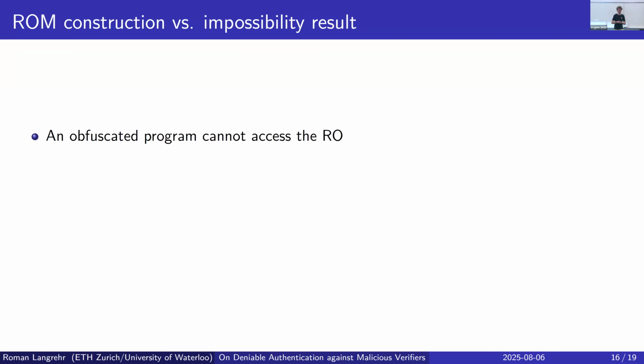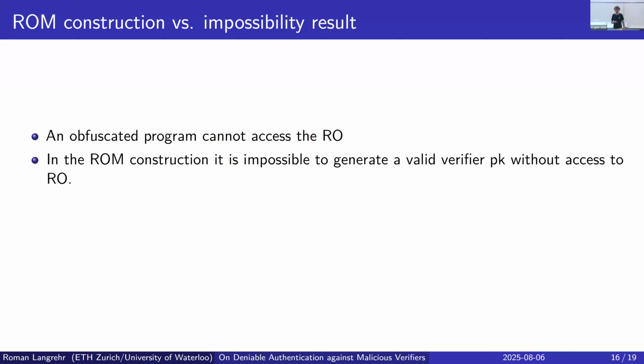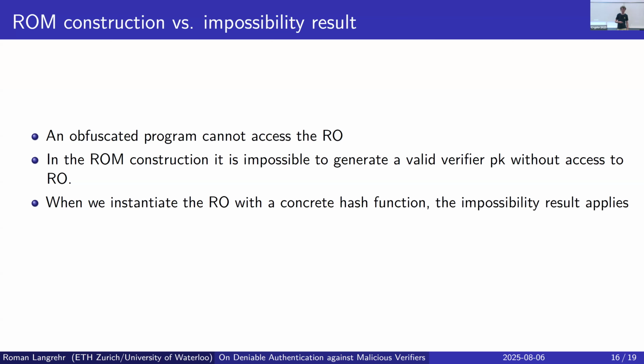Okay, so how does this fit together with our random oracle construction? Well, in our random oracle construction, an obfuscated program cannot access the random oracle. And in our random oracle construction, it is impossible to generate a valid verifier public key without access to the random oracle. So that's why this impossibility result doesn't work. However, if you would instantiate the random oracle with a concrete hash function, of course an obfuscated circuit can evaluate it. So the impossibility result applies. That means our construction is in fact insecure if you instantiate the random oracle, and you should not use it in that way.